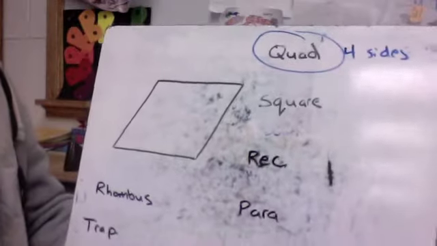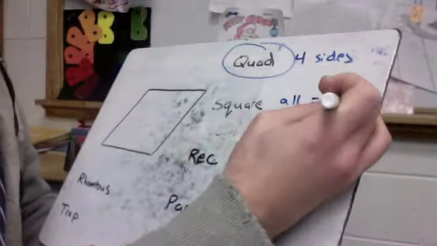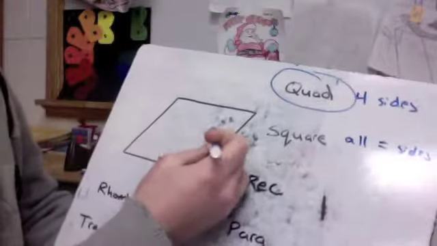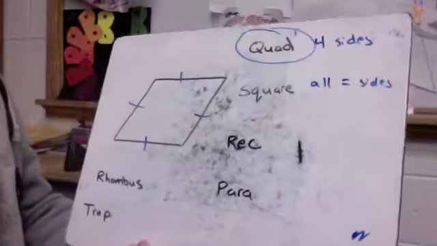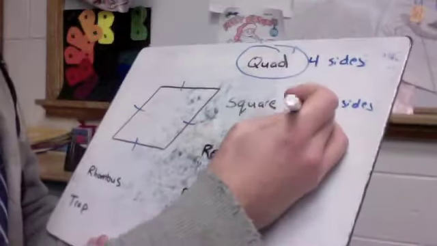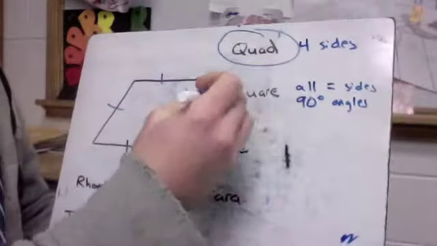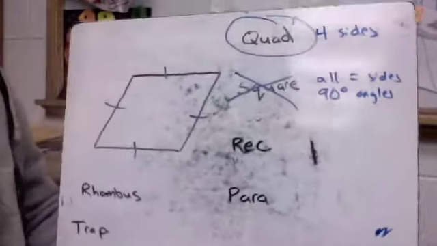Is it a square? Okay, a square has to have a few different things. A square has to have all equal sides. Okay, it does have all equal sides. I could draw this line in here to even show that. All those sides are equal. Now, one thing a square also has is 90-degree angles, or right angles. This does not have square angles, or right angles. So automatically, square is out. Okay? If it doesn't have everything it needs, it's not that shape.